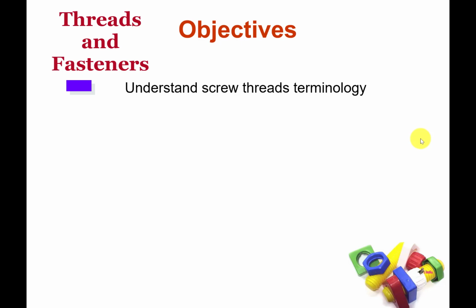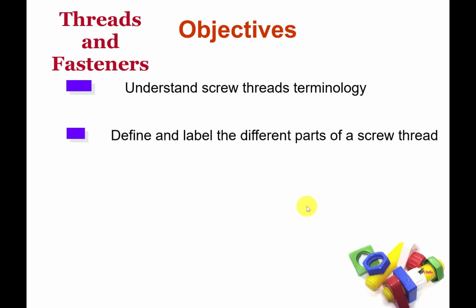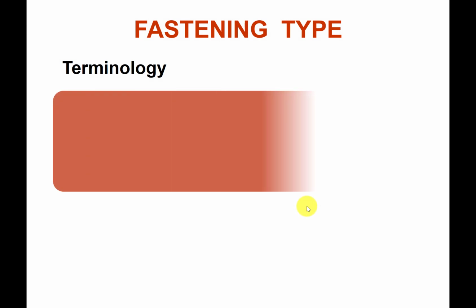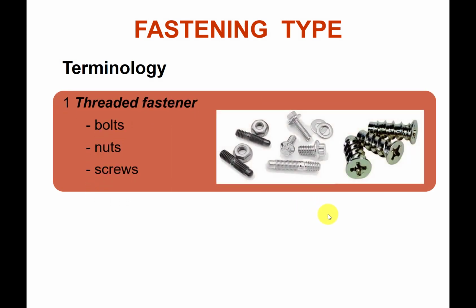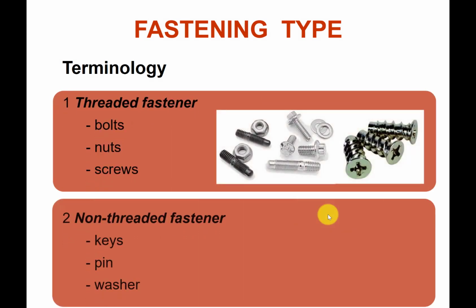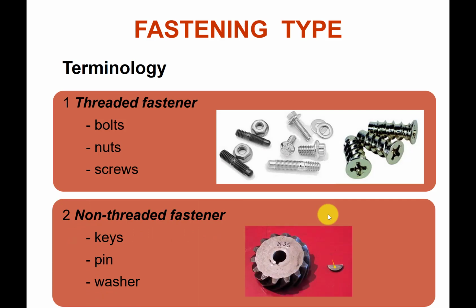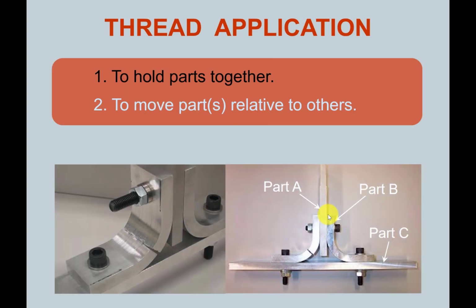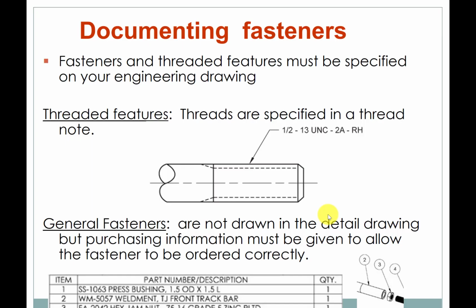Threads and fasteners. Let's understand the terminology, define and label the different parts of a screw's thread, identify the different fasteners, and use a CATIA catalog to create the fasteners. There are threaded fasteners and non-threaded fasteners. Make sure you understand the difference. They are used to hold the parts together and pull out quickly and easily.